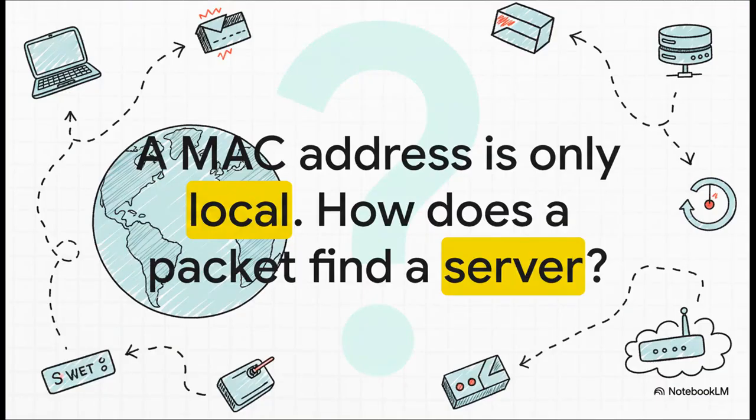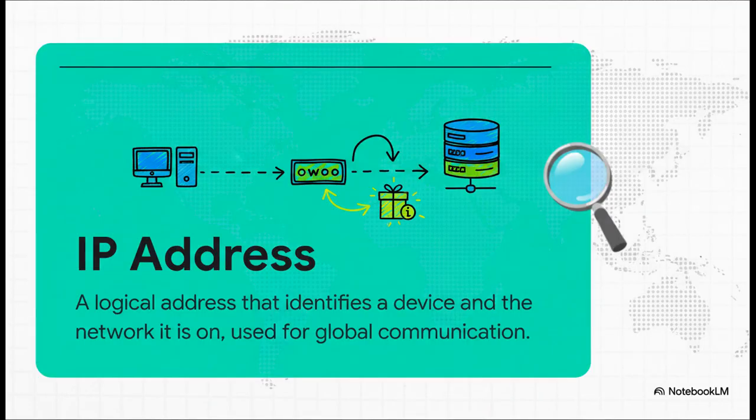But wait a second, here's the catch. That MAC address is totally useless out on the open internet. It's like trying to mail a letter to just Dave with no street, no city, no zip code. So how in the world does the packet find a server that could be thousands of miles away? The answer? The IP address.